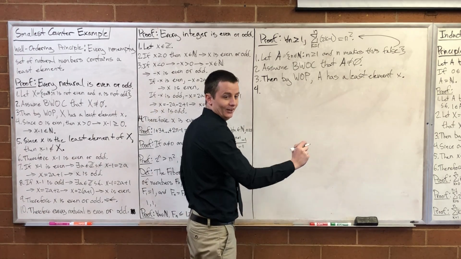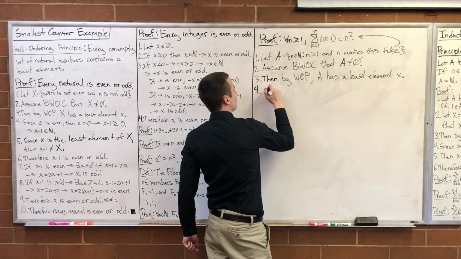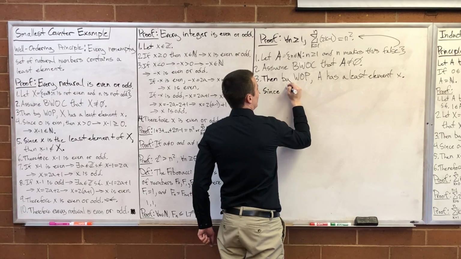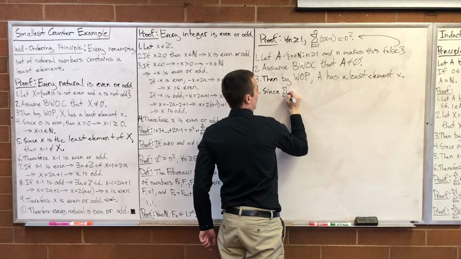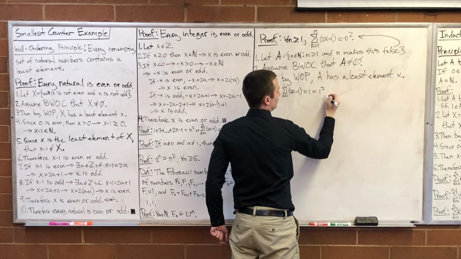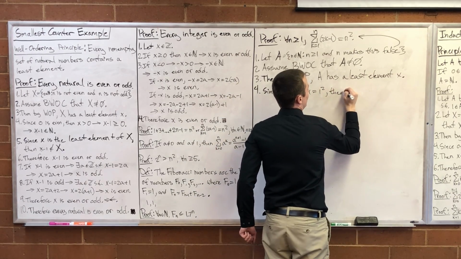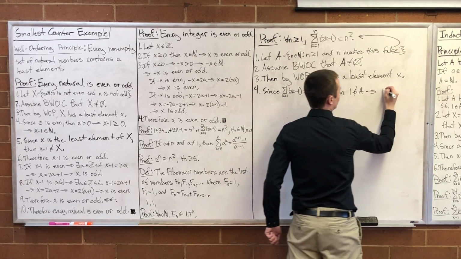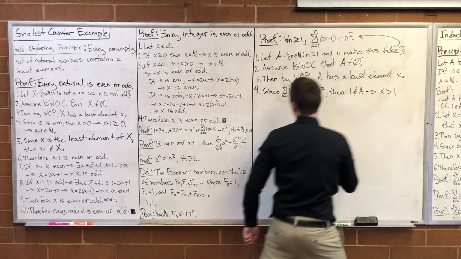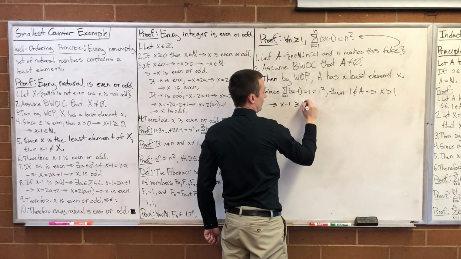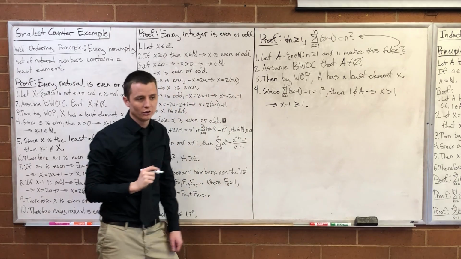Okay. So let's see. Since the sum from k equals 1 to 1 of 2k minus 1 is equal to 1 squared, then 1 is not in A, which gives us X is greater than 1, which gives us X minus 1 is greater than or equal to 1. You good with all the logic there?